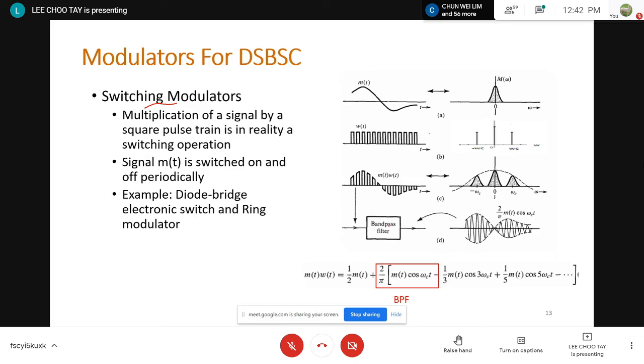So what we do is pass the signal through a bandpass filter. A bandpass filter will allow the signal at omega c, these two, to pass through, and this will be our double sideband suppressed carrier signal. After we pass the signal through the bandpass filter, you can see that this signal will take this form, and this is your double sideband suppressed carrier signal.